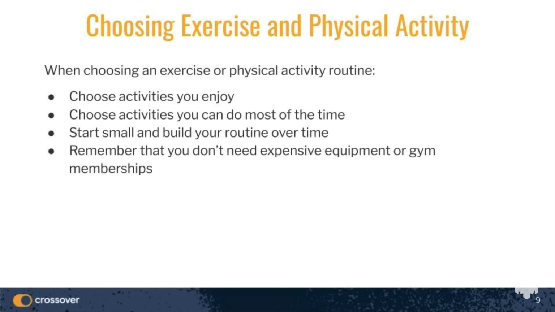So how do you go about choosing physical activity and exercise that you want to engage in? What are some things to consider? The first, really, and the priority here is to choose activities that you enjoy and activities that you can do most of the time. If you don't enjoy what you're doing, you're probably not going to keep up with that routine. So choose an activity that you enjoy. Choose an activity that you think you can do most of the time and be consistent with. Start small and build your routine over time.